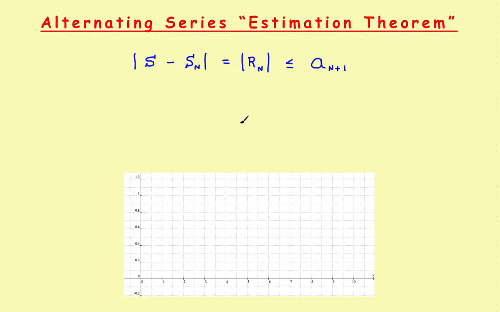Okay, this video is going to be on the alternating series estimation theorem. What this is all about: in most of the tests for convergence or divergence, you're able to find out whether the series converges or diverges. But in most cases, you can't figure out the sum that it converges to. Now, there's a couple of exceptions to that.